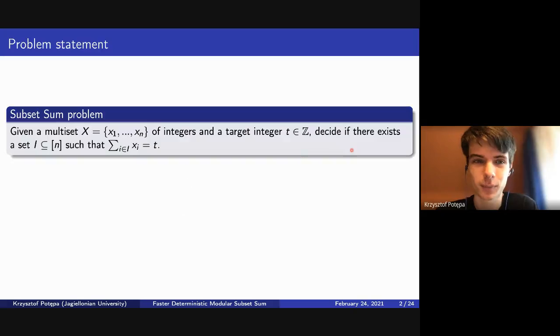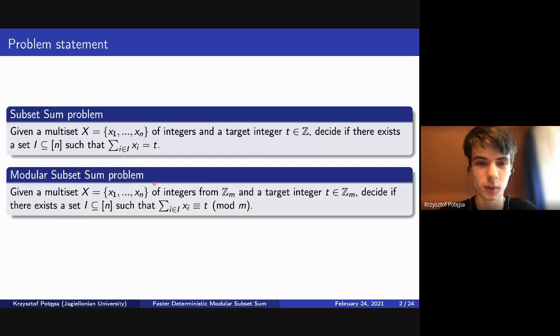Okay, so let's start. I'm sure everyone's familiar with the subset sum problem. We're given a multiset of integers X and a target integer t, and we're asked to decide if there exists a subset of X that sums to the target integer t. And we're going to consider a variant of this problem, the modular subset sum problem. Basically, we consider the sums modulo some integer m.